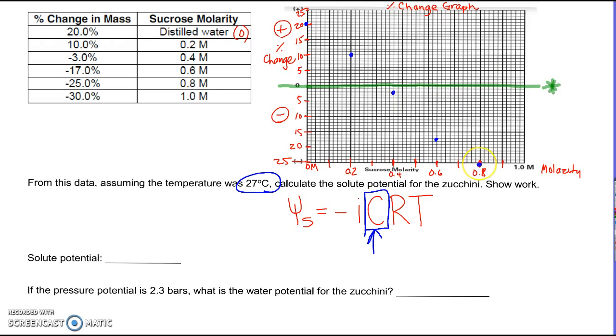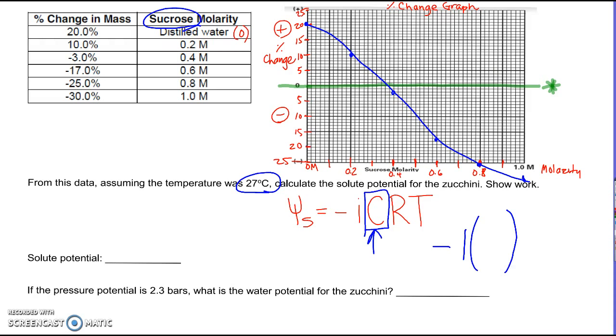At 0.8, it's 25. And at 1.0, it's down at 30, which sort of goes off my graph that I made. But I can pretty much connect this. So this is sort of a graph like what you would get for your potatoes, something like this. This is based on sucrose, and this is supposedly zucchini. They want you to calculate the solute potential for the zucchini, and they said the temperature in the room was 27 degrees. So it tells you that it was sucrose, so I is just going to be 1.